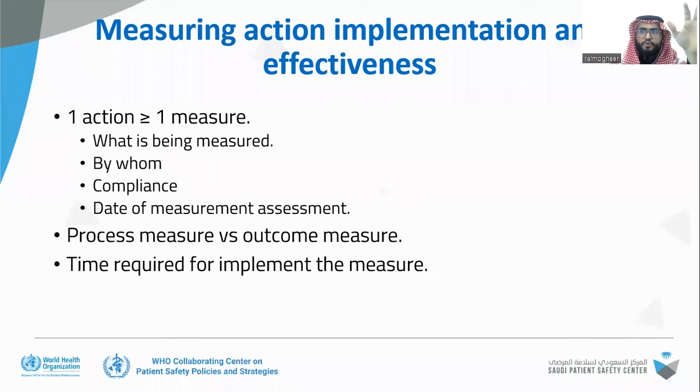So to put this simply, a process measure confirms that the action has been implemented. A process measure may be something as simple as documenting that the action was implemented. On the other hand, an outcome measure will assess if the action is effective. We'll come to some examples in the next slides. The length of time required to implement the measure should also be considered when you choose the measure that you want.